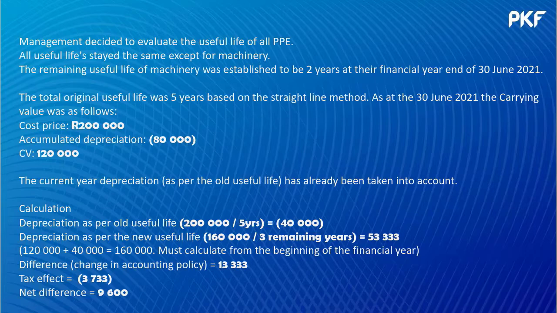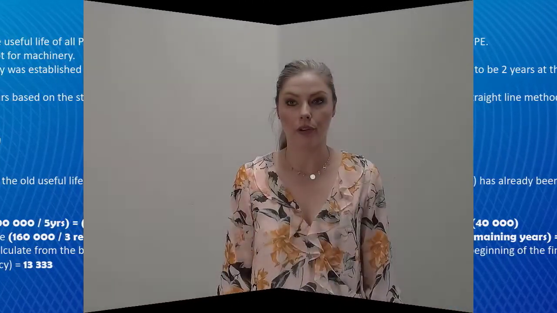There was a cost price of 200,000 Rand, accumulated depreciation of 80,000 Rand, and a carrying value of 120,000 Rand. The current year depreciation, as per the old useful life, has already been taken into account. Our calculation will be as follows. Depreciation as per our old useful life will be 200,000 Rand divided by 5 years is 40,000 Rand per year. The depreciation as per the new useful life is 160,000 Rand divided by the 3 remaining years, which is 53,333. Remember that we are calculating the new useful life from the beginning of this financial year.